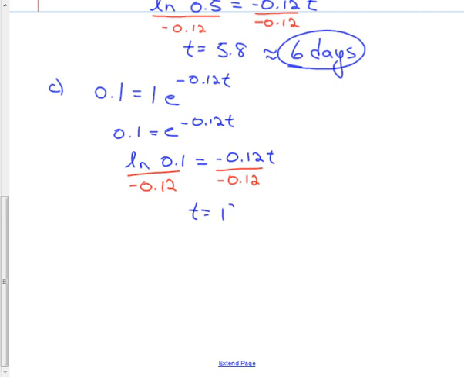19.2, so it's going to take us about 19 days. And then 90% of that should be healed up. Number 90.